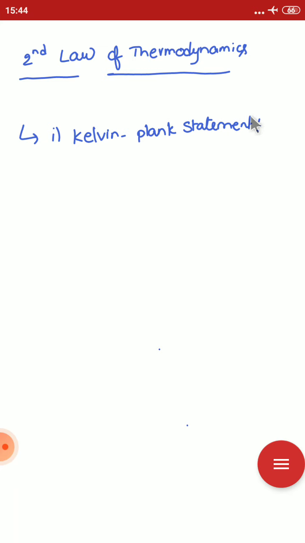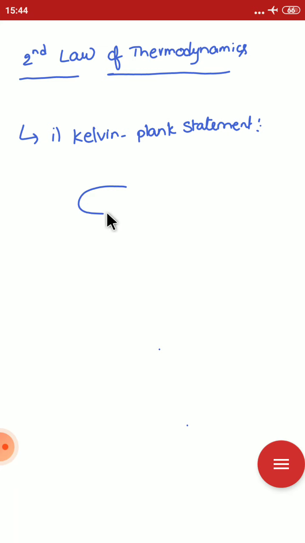The statement is that it is impossible to construct a cyclically operating device which produces no effect other than the extraction of energy as heat from a single thermal reservoir and performs an equal amount of work. That is the Kelvin Planck statement.